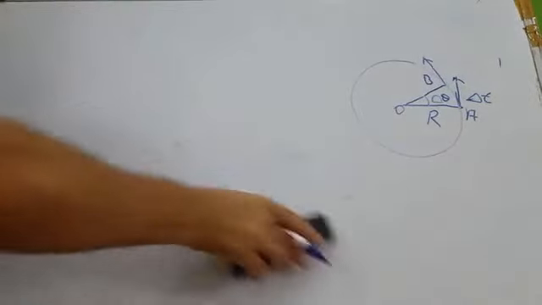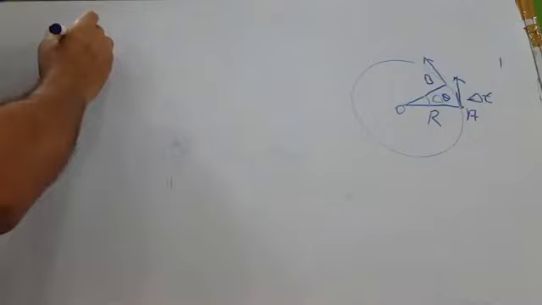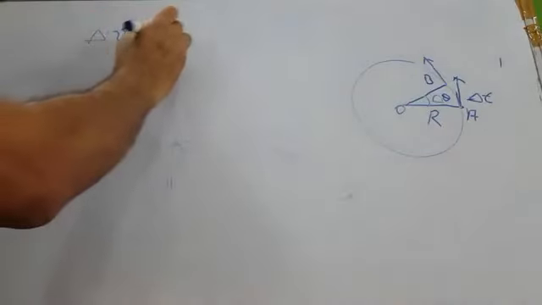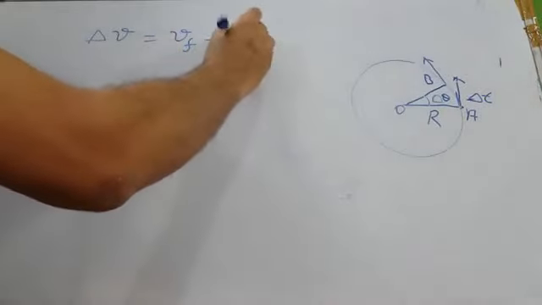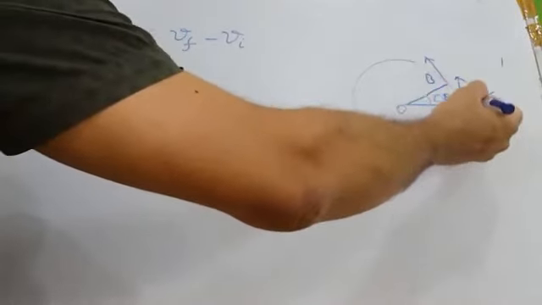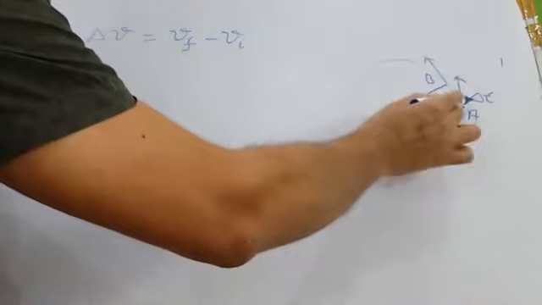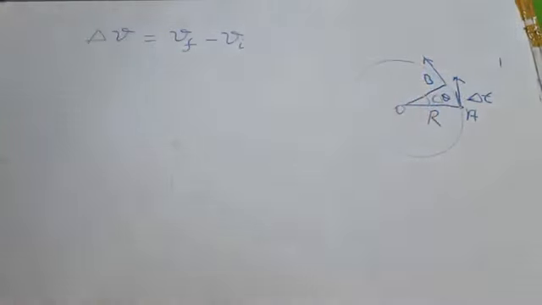Acceleration is change in velocity upon change in time. Before that, we will find the change in velocity. Suppose the change in velocity is delta v. So delta v will be final velocity minus initial velocity. Initially the particle was moving in this direction, so that was v. After some time this is the velocity, so that will be the final velocity. This one is initial, this one is final.